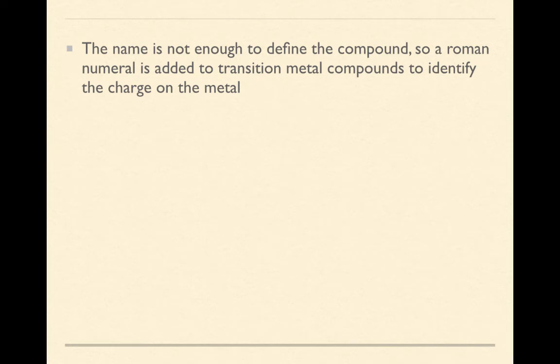So since the name is not enough to define the compound, what we do is we add a Roman numeral to the name of the compound to identify the charge on the metal. And we put that Roman numeral directly after the name of the transition metal. So if we have FeO, we can figure out that that's Fe2+ and O2-. So we know that oxygen is always a 2-. And there's no net charge on there.